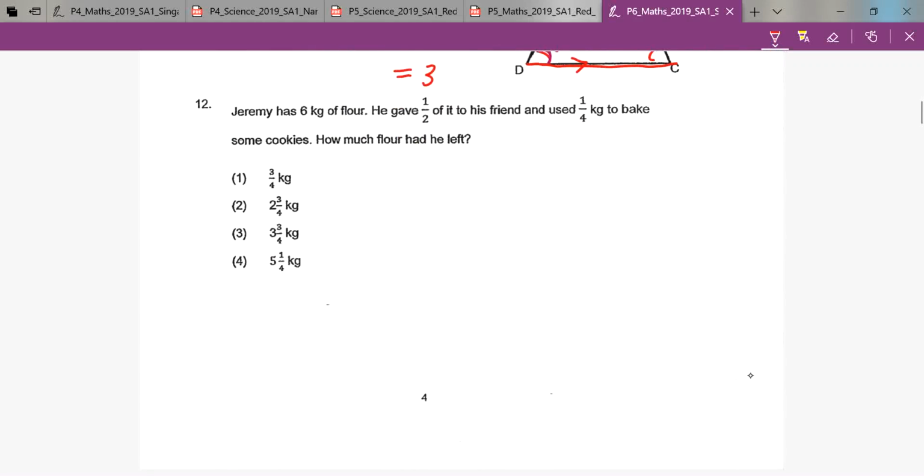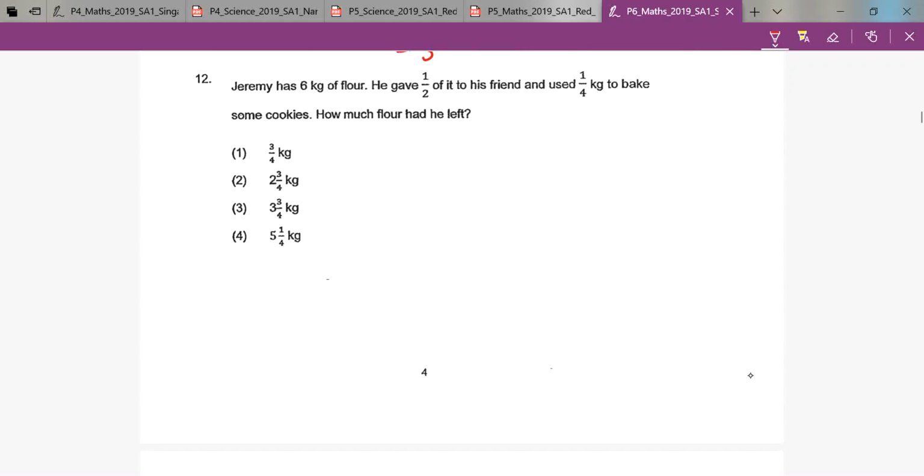Next question. Jeremy has 6 kg of flour. He gave half of it to his friend and used 1/4 kg to bake some cookies. A lot of students, if they answer this question wrongly, tend to do so because they didn't see this kg here. They take it as a fraction of the 6 kg. So you must be careful of that. How much flour had he left?